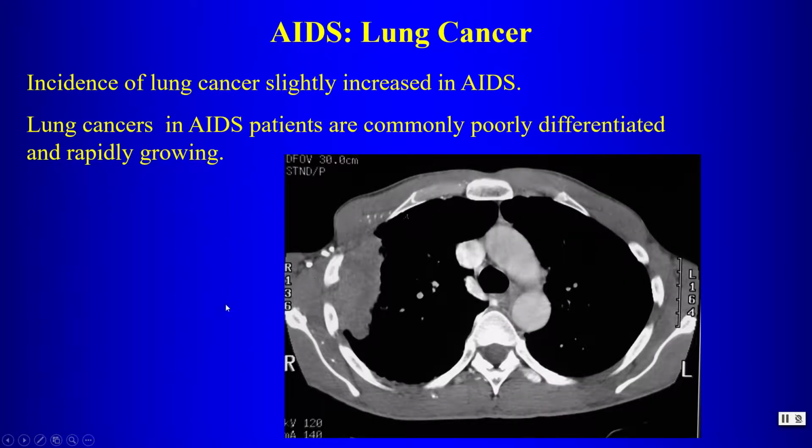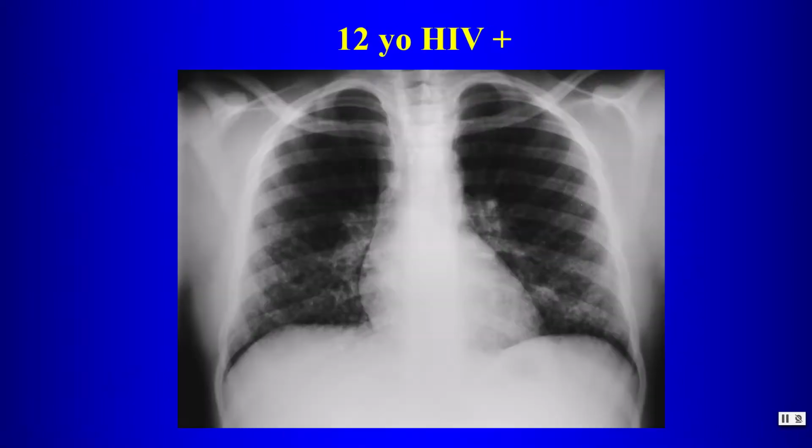Lung cancer, there's a small increased risk of lung cancer also associated with AIDS. When it does occur, though, it tends to be much more aggressive, so more poorly differentiated and rapidly growing. This one you can see is invading the chest wall in this particular patient who's HIV positive.